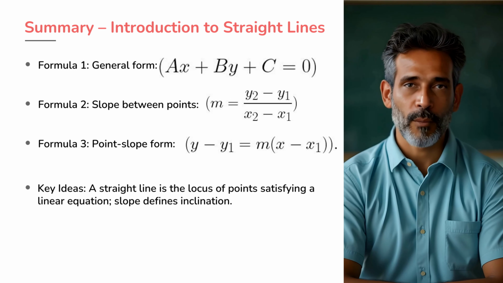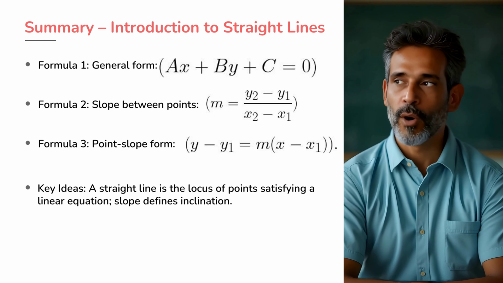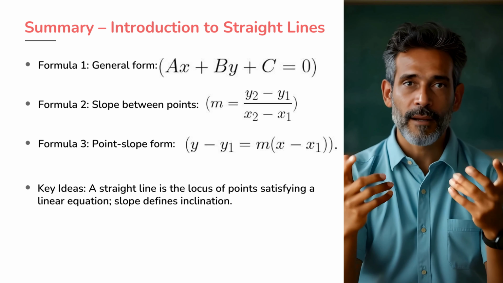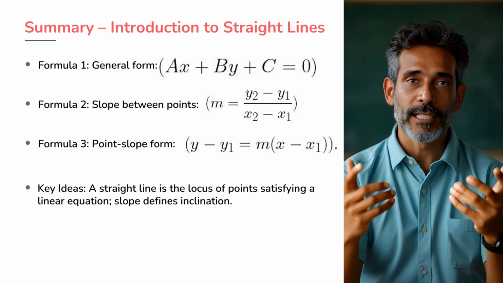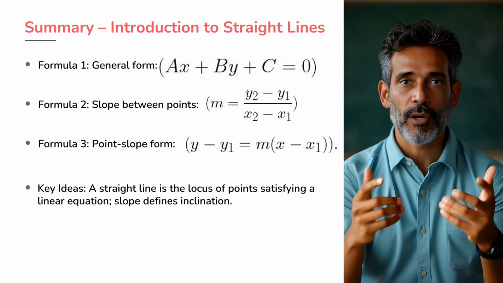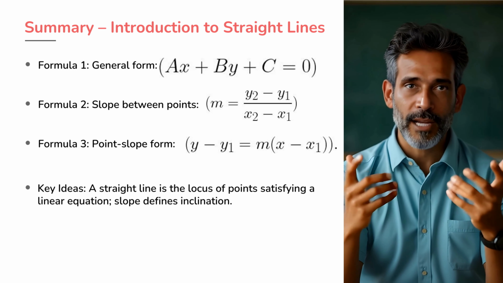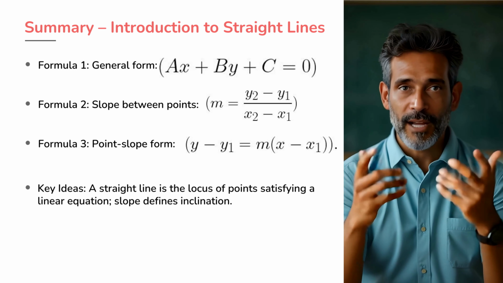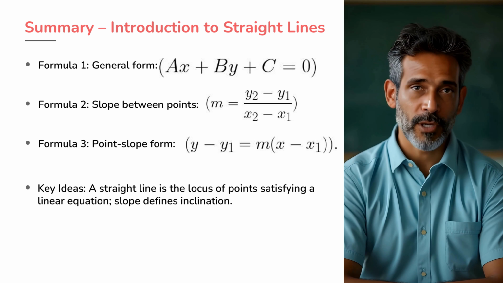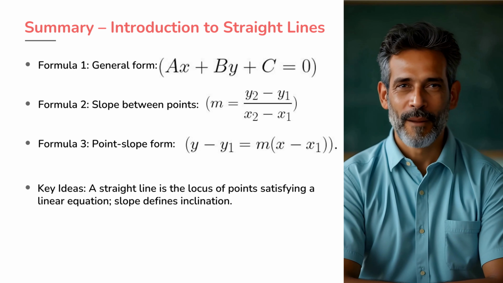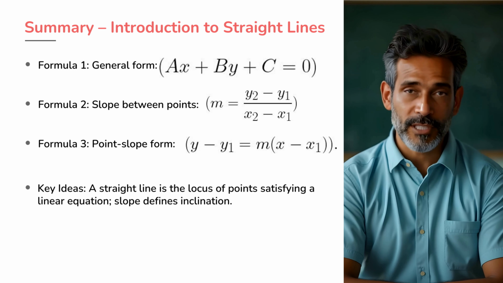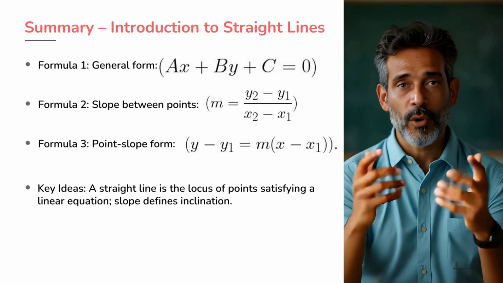Let's quickly recap what we've learned. Formula 1. General form of a line. Ax plus by plus c equals 0. Formula 2. Slope between 2 points, m equals y2 minus y1 divided by x2 minus x1. Formula 3. Point slope form, y minus y1 equals m times x minus x1.